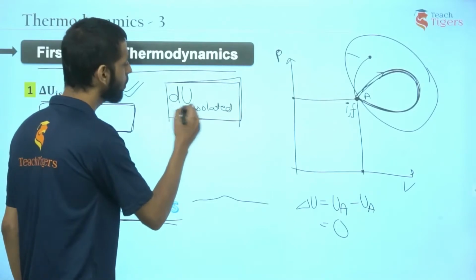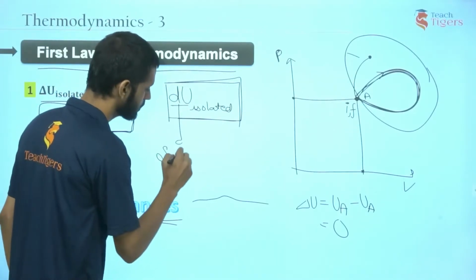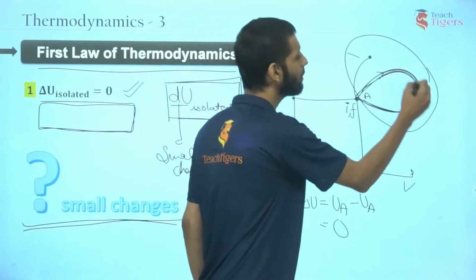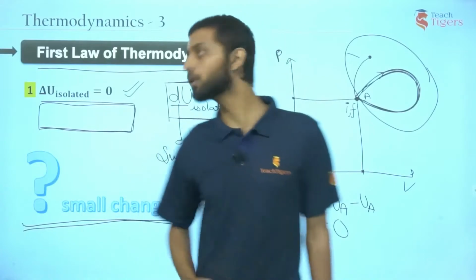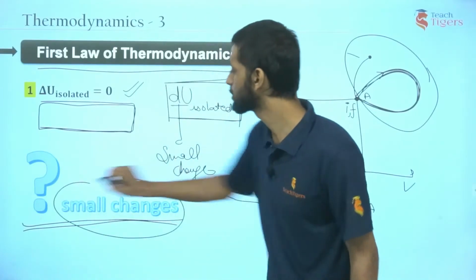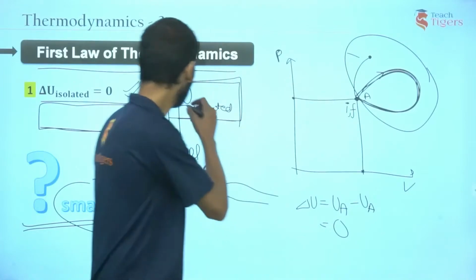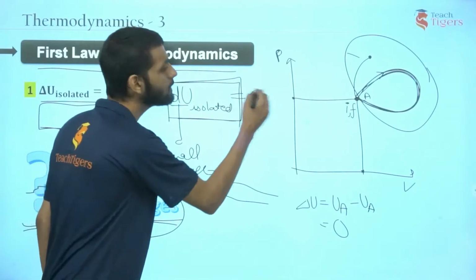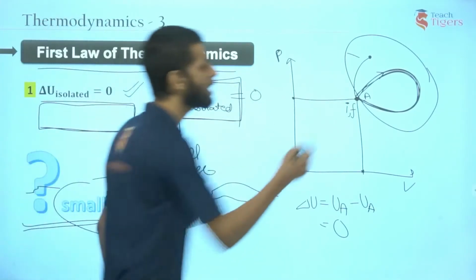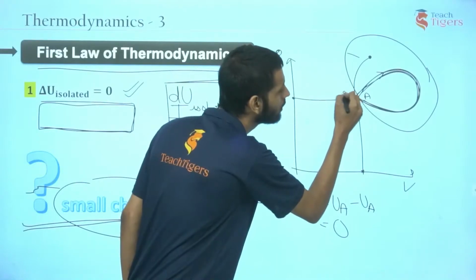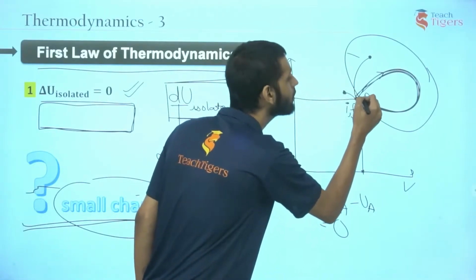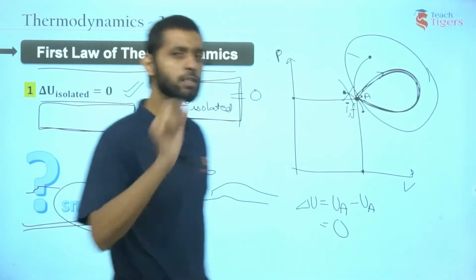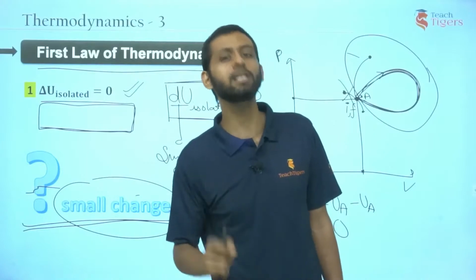dU means small changes. So delta U means big changes, and even when big changes can be 0, the system is not isolated. We have to talk about small changes. And when I say dU of an isolated system is 0, that means I can't change it even a little. I can't go from A point to here. I can't try to move it even a little bit. All these things are not allowed. So even small changes in an isolated system's energy are not allowed.